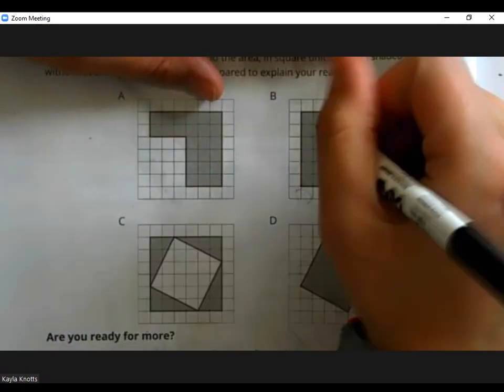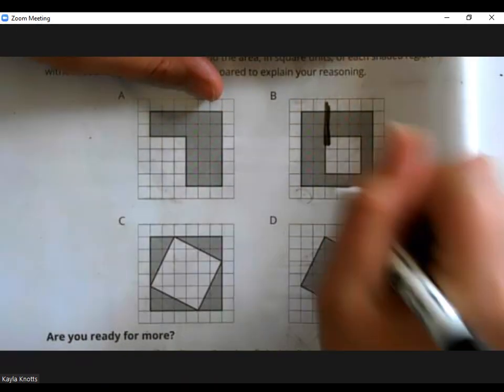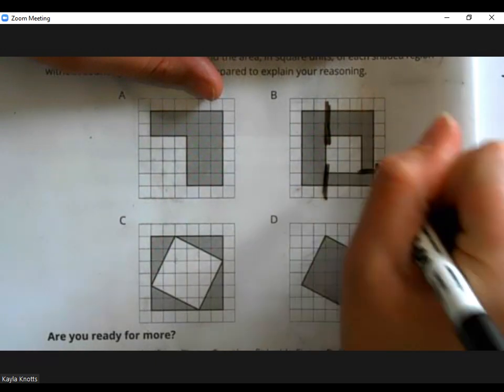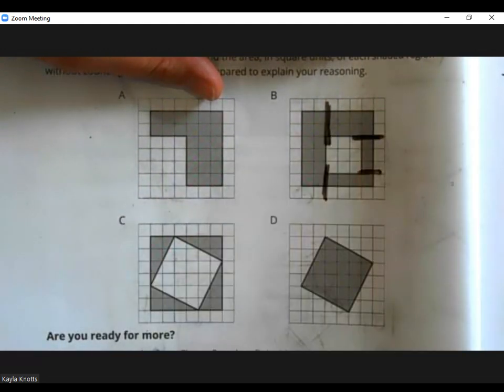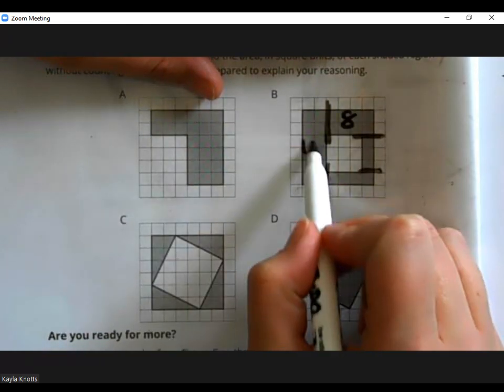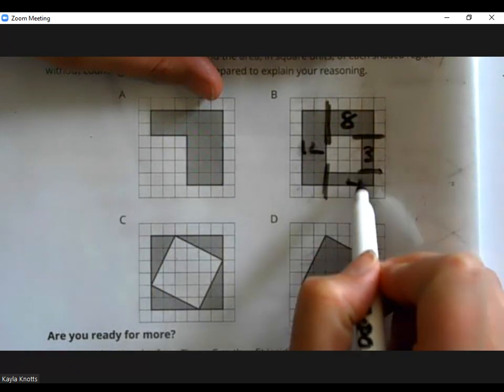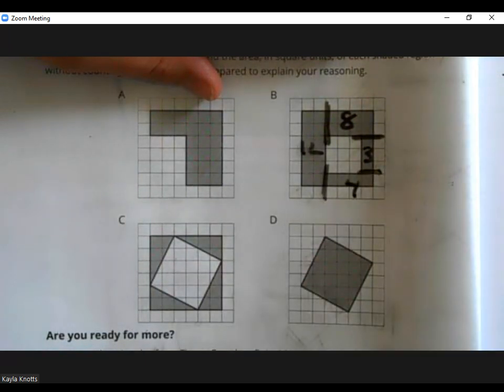Another strategy would be to break apart, and then find the areas of each of your sections. So this would be 2, 4, so 8, 12, 3, 4. And then add them all up.